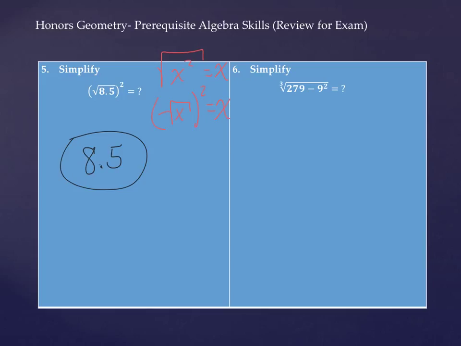Okay, problem number 6. Simplify this cube root if you can. As soon as I see this problem, I notice that I have a little typo. I really meant this problem to be the cube root of 297 minus 9 squared. So let's just cross that out. Okay, so let's take a look at this.